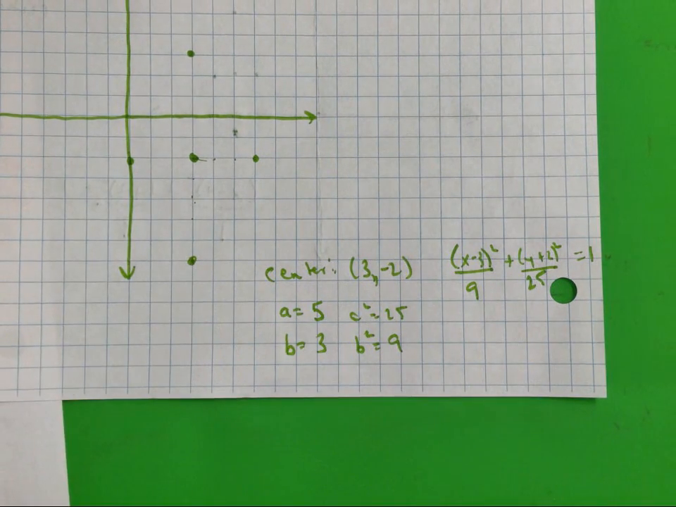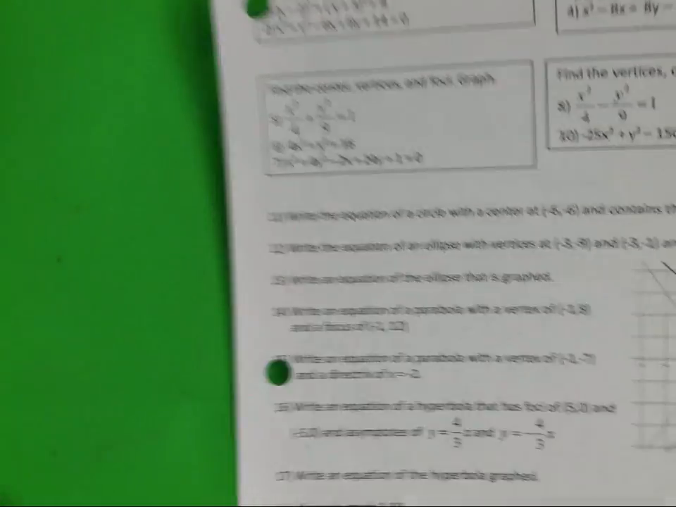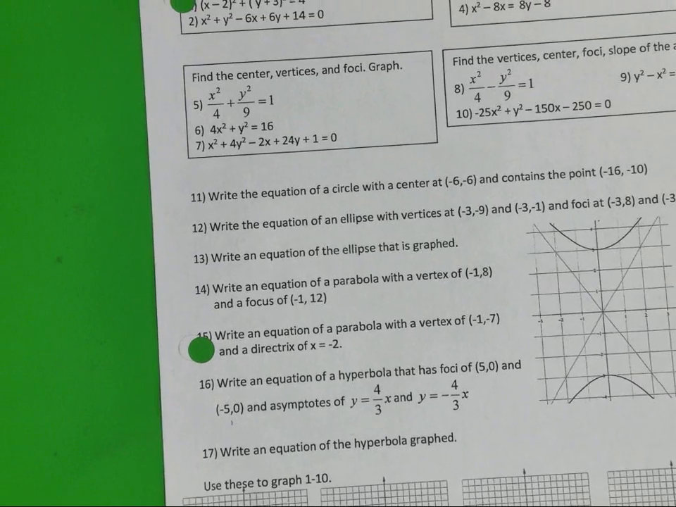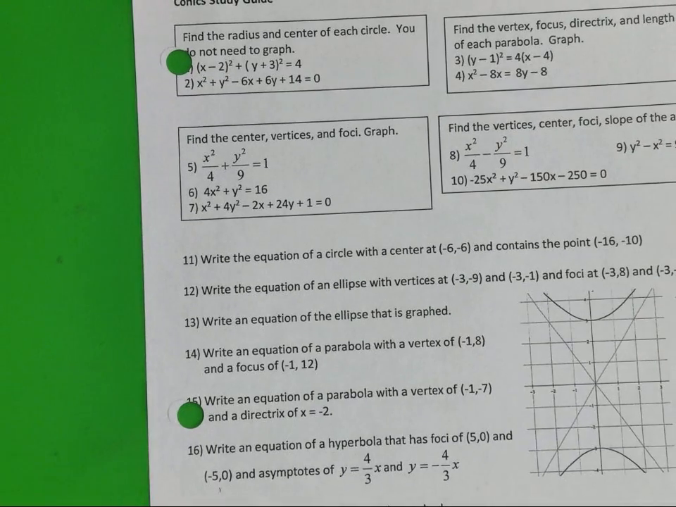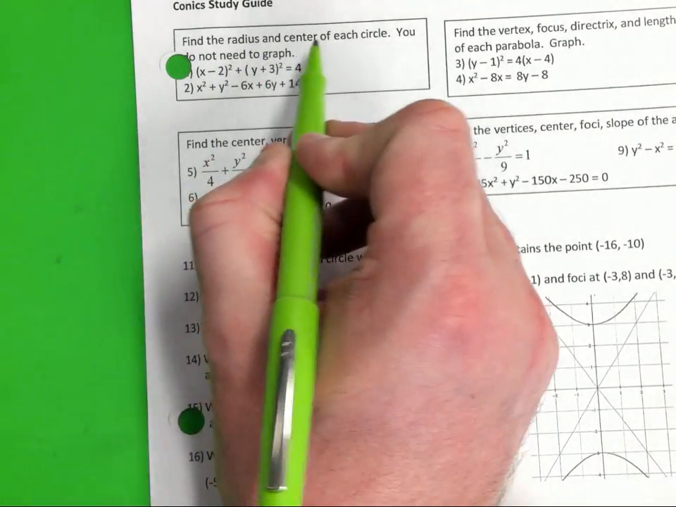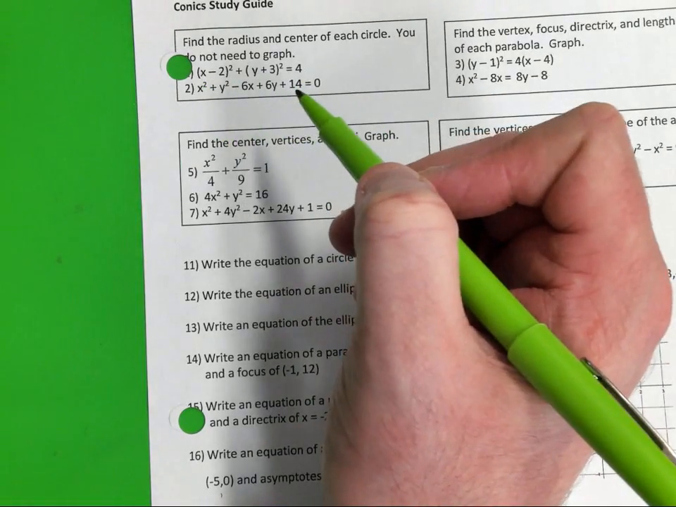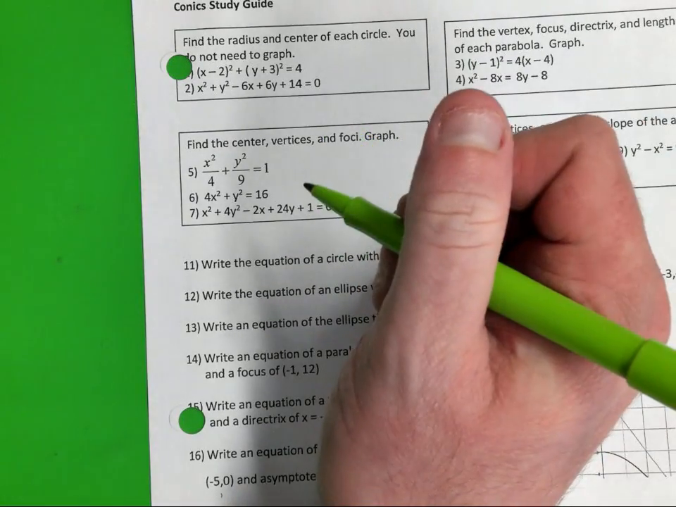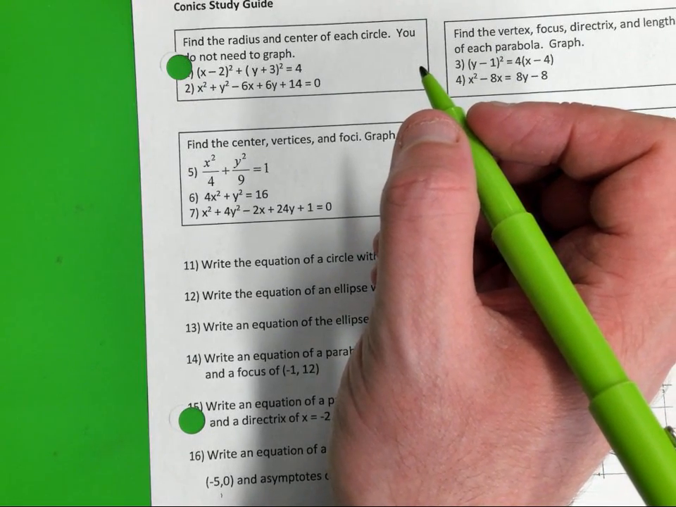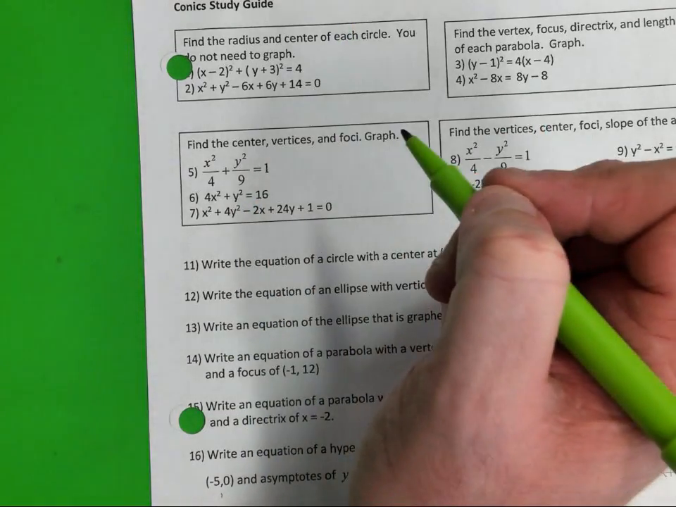Now, your homework is a little review of everything. It's page 11, and let's just go through it quickly. It's not a lot, because this was the study guide last year for all 4 of them. On number 1 and 2, it says find the radius and center of each circle. You do not need to graph. Tomorrow you have to graph some. But on number 1, what's your center, guys? 2 and what? Negative 3. What's your radius of the circle? 2. Okay. On number 2, is it that easy? No, you have to complete the square, okay? So do numbers 1 and 2.